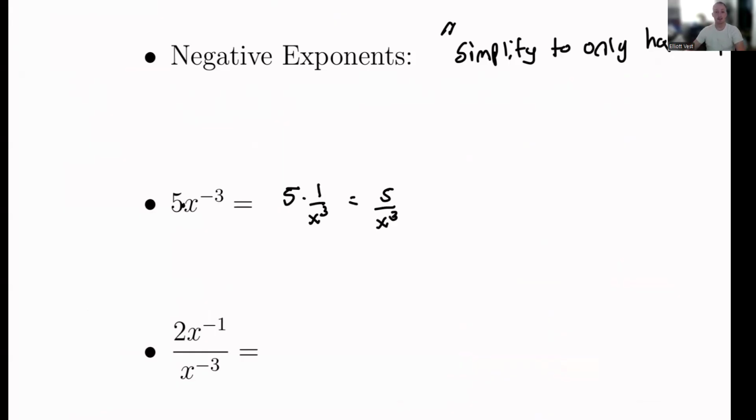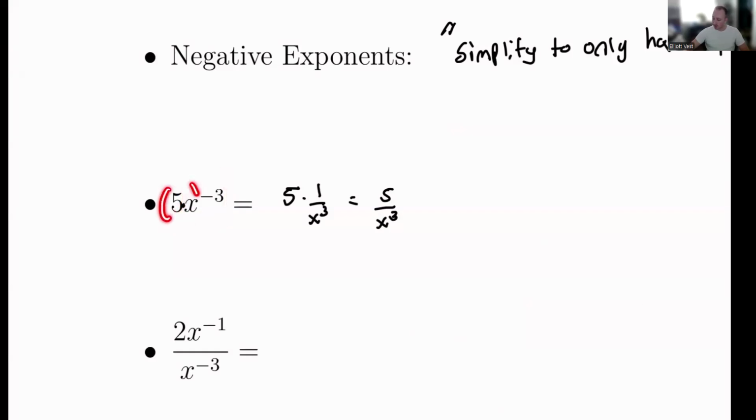Note, I know a couple of you might have been like, wait, isn't it just 1 over 5x cubed? Why isn't it that? Isn't it a negative 3 power, so everything just goes in the denominator? That's not the case because this 5 is not connected to that negative 3 power. It is 5 times x to the negative 3.